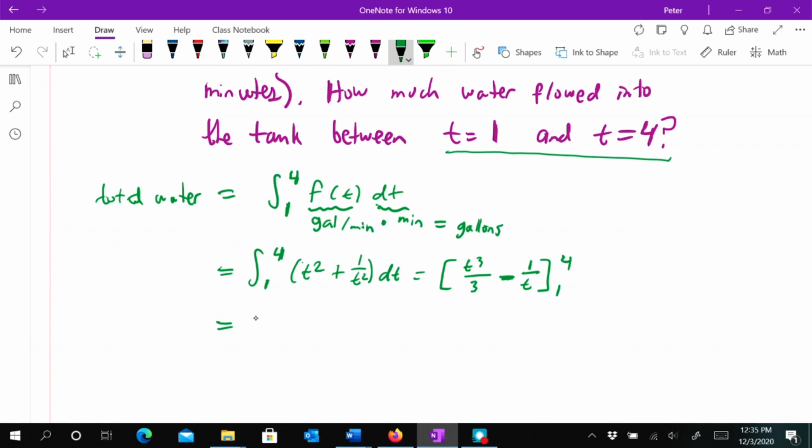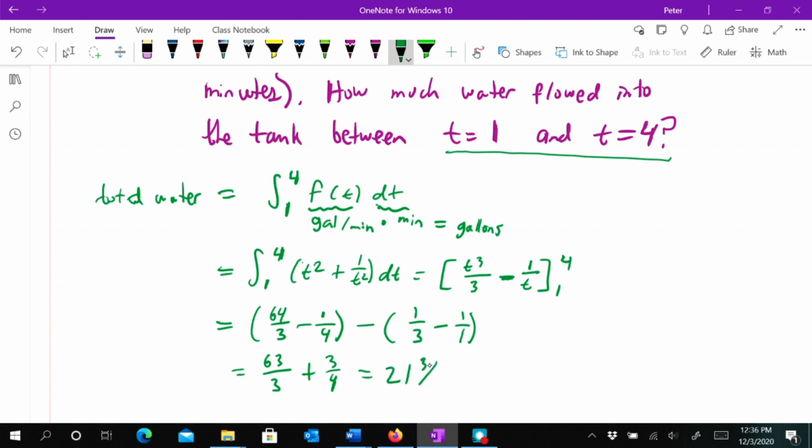So this is now going to be, let's see, 64 over 3 minus 1 over 4 minus 1 over 3 minus 1 over 1. We simplify that, we get 63 over 3, and this comes out to negative 1/4 plus, this is a double negative, minus negative 1 over 1. Adding that to the 1/4, I get 3/4. So 63 over 3 is 21, so that's 21 and 3/4.